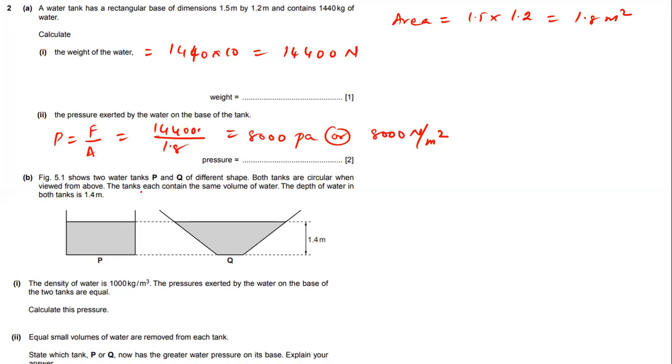Then the figure shows two water tanks P and Q. Both the tanks are circular when viewed from above. The tanks each contain the same volume of water. Depth of water in both the tanks is 1.4 meters. Same height. The density of water is 1000 kg per meter cube. Okay, density is given, height is given. Pressures exerted by the water on the base of the two tanks are equal. Calculate this pressure at the base of the tank. He says that the pressures are equal. What is the pressure? How do we calculate?